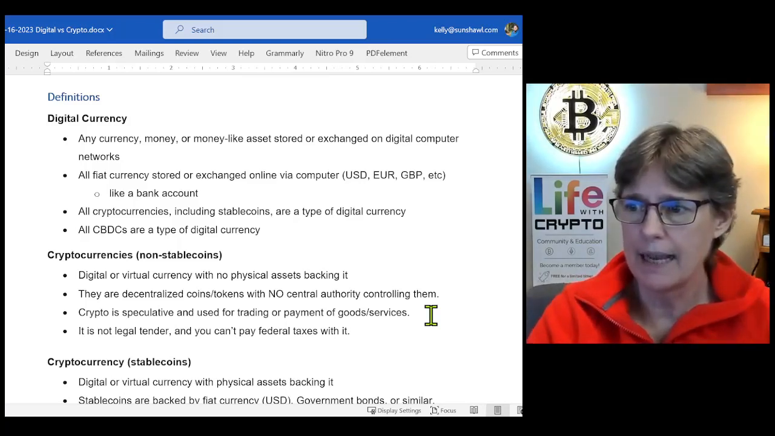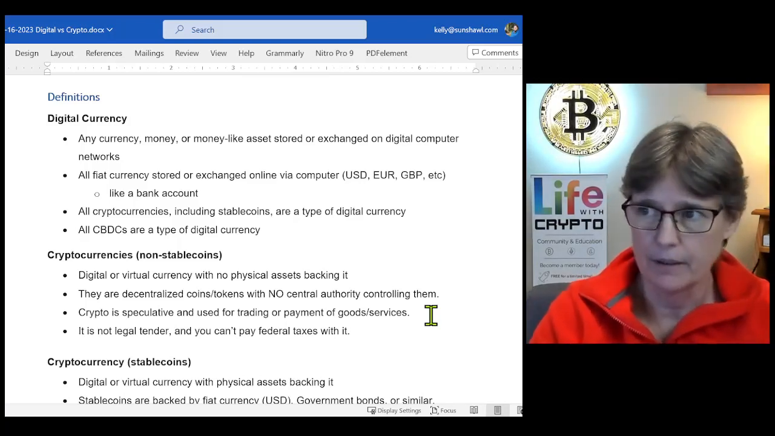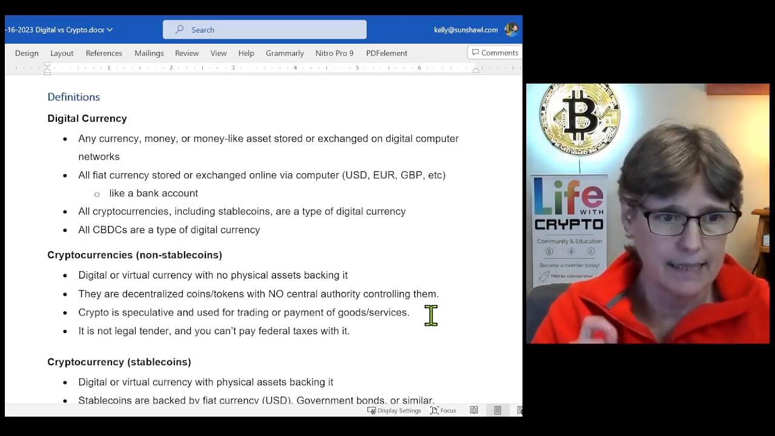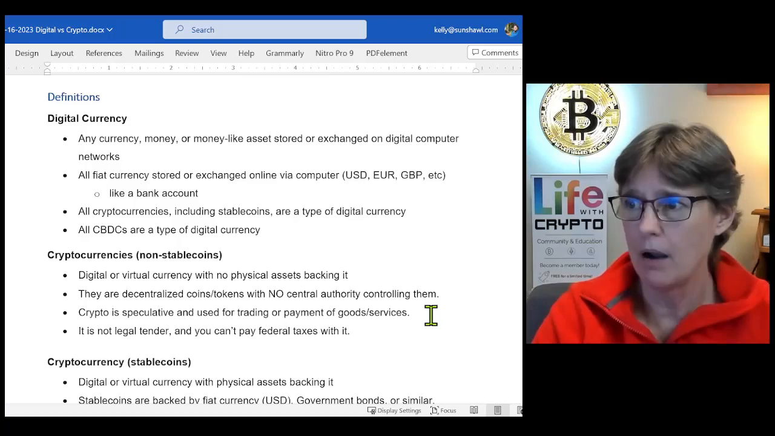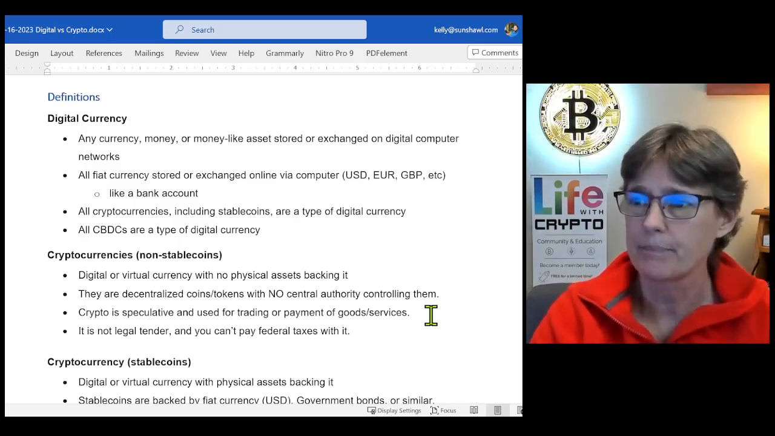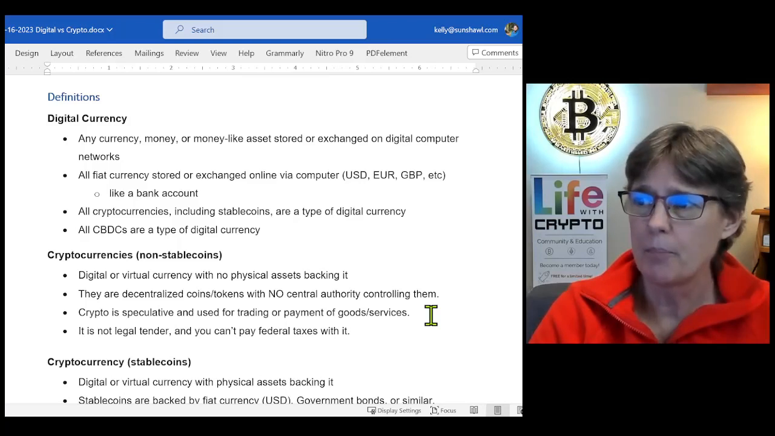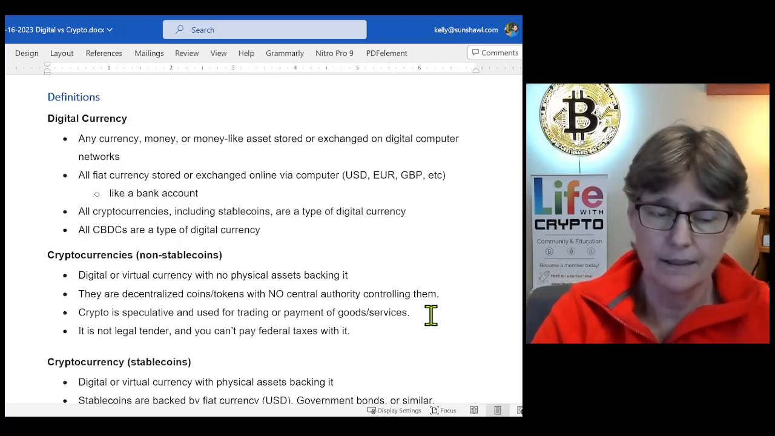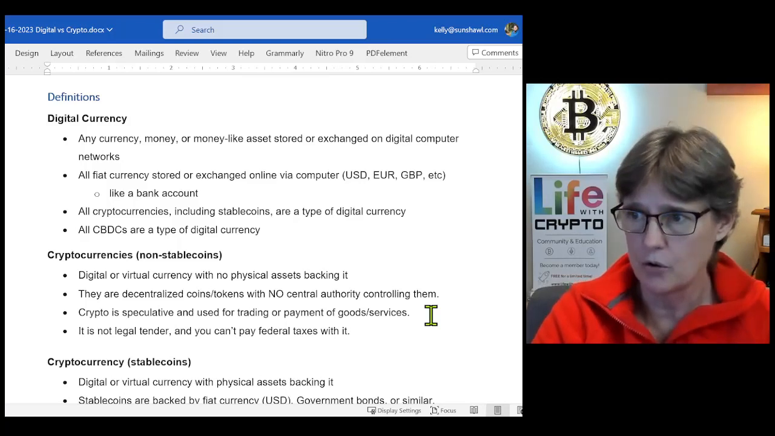Okay, cryptocurrencies that are stable coins are slightly different. A digital or virtual currency with a physical asset backing it is a stable coin. Stable coins are backed by fiat currency, government bonds, or other similar assets. Stable coins are pegged one-to-one to fiat currency, like the US dollar. They can be used for payment of goods and services, but are not legal tender for taxes, at least so far. They are coins and tokens controlled by a central authority.